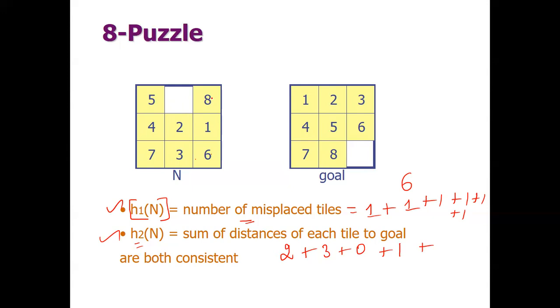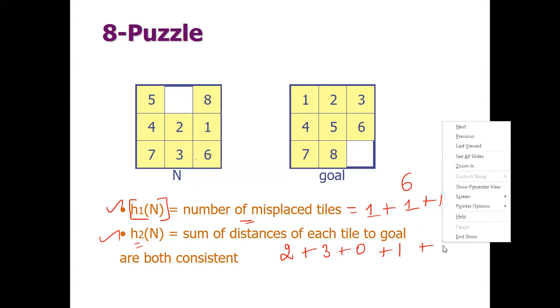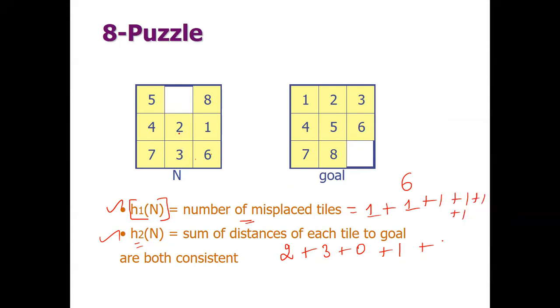What about 3? 3 is supposed to be here. So it is 1, 2, 3. Or it can go this way also, 1, 2, 3. So it is 3. Sorry. So after 4 we will see 2, then 1 we will see. Okay. So 1 is away from its position by 3 locations. 1, 2, 3 or 1, 2, 3. So it is 3. Okay.